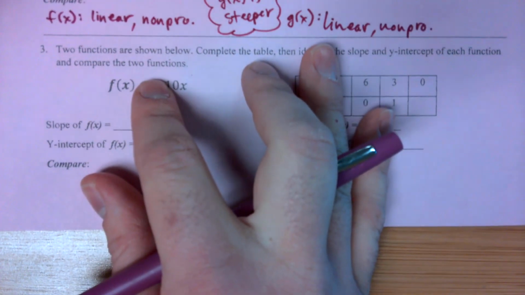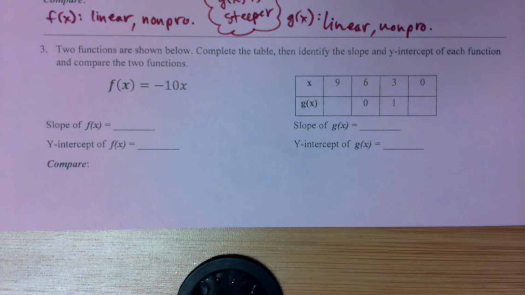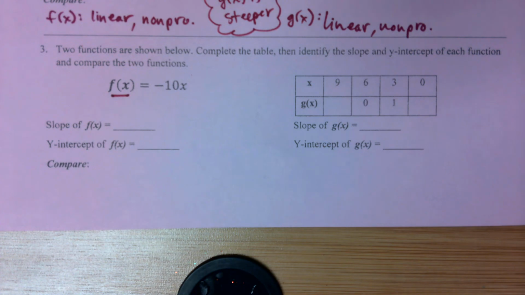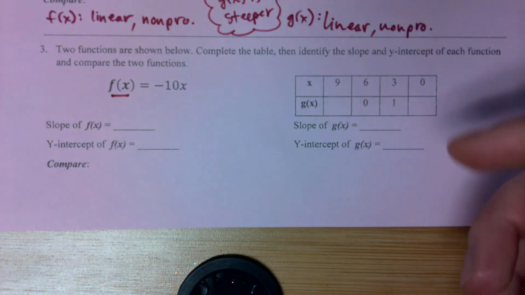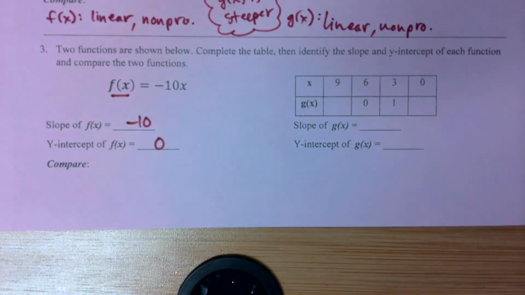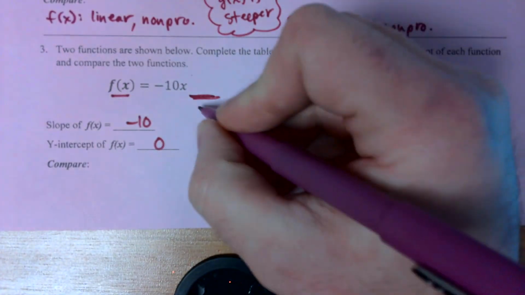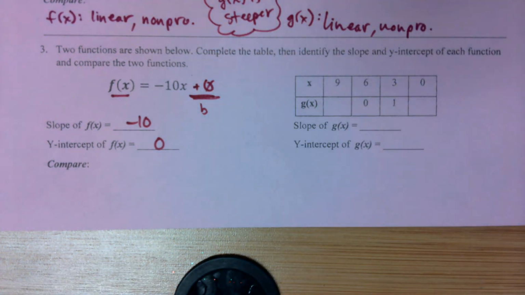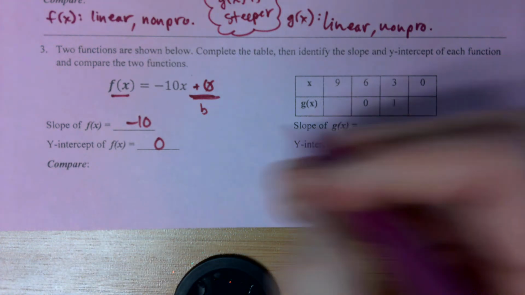Very similar, but a little bit different. What's our slope for f of x here? 0. Is that our slope or is that our y-intercept? Negative 10 is our slope and our y-intercept is 0 because we don't see any number being added on the end. Therefore, it must be just a plus 0, right? Yeah. Let me take a look at the next one.